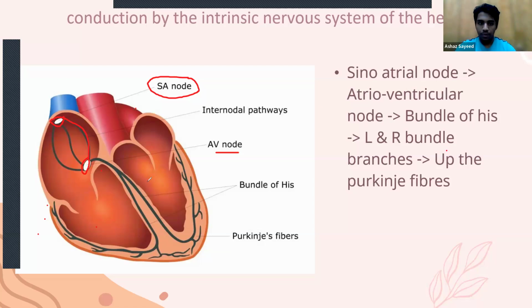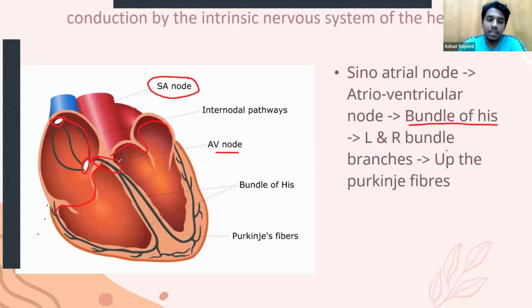Now from here, we are moving into this thing right here. That's where the bundle of His starts, which we talked about in the previous slide. The fibrous skeleton is located somewhere around here, and signals have to cross this fibrous layer. The pathway for them is this bundle of His right here.